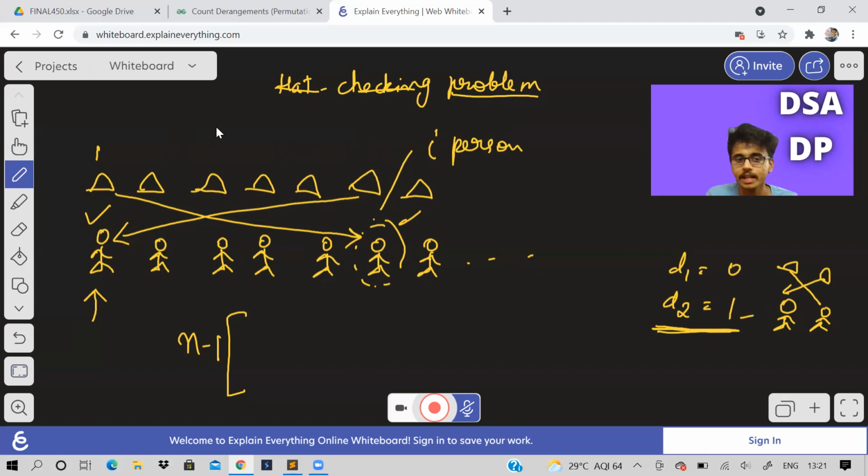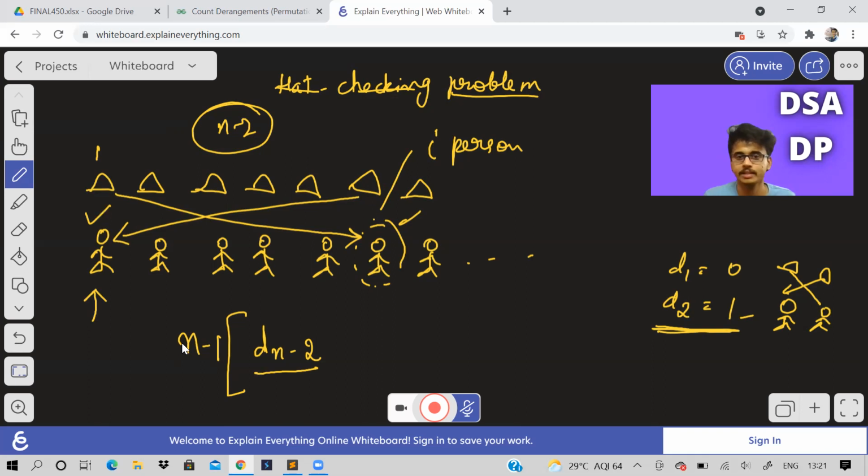Okay, how many are remaining? N minus 2. So we should bother about n minus 2 derangements. Correct. So this is one case where hat number I of person number I goes to person number 1 and hat 1 goes to person number I, and this is fixed. Like we are fixing these two things, and now n minus 2 people and n minus 2 hats are remaining. For those derangements, how many are required? D of n minus 2.